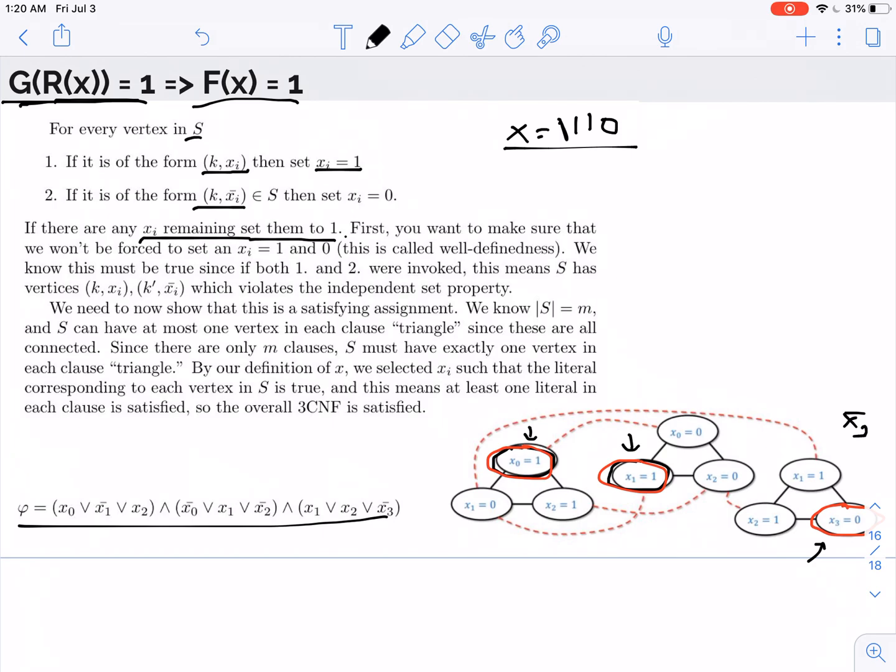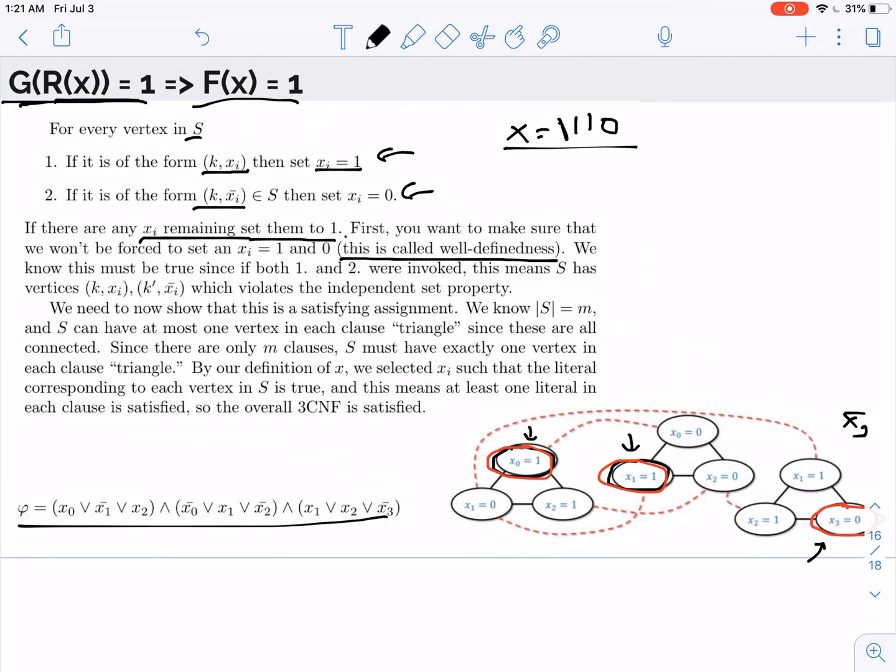So first, you might ask, well, this step 1 and step 2, like if there are certain vertices in S, then you might have a conflict. Like you might have to set xi to 1 and xi to 0. So let's make sure that this doesn't happen. This is called well-definedness. It means like if you have a bunch of different rules or different ways of defining things, they come out to the same thing.